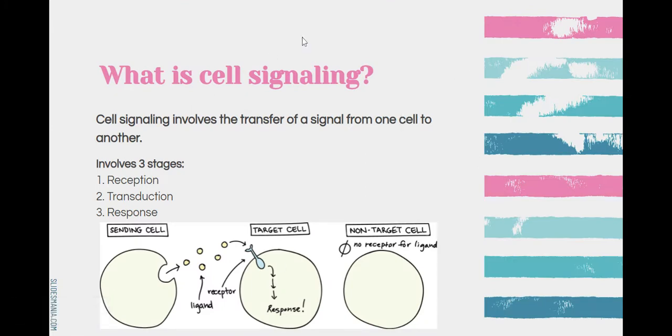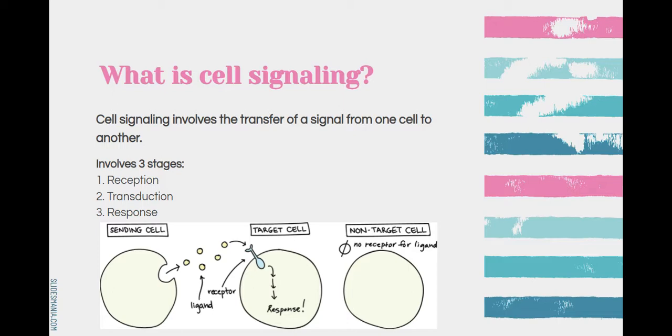So, first of all, I just wanted to take a minute to define what cell signaling is. It's basically exactly how it sounds. It involves the transfer of a signal from one cell to another. And this typically involves three stages. So you have reception, where a cell is detecting a signal molecule that comes from maybe another cell. Sometimes this signal can actually come from itself. We'll talk about that a little bit later. But there is a sending out of the signal, and this is received.